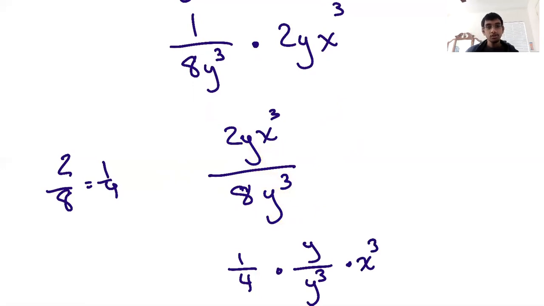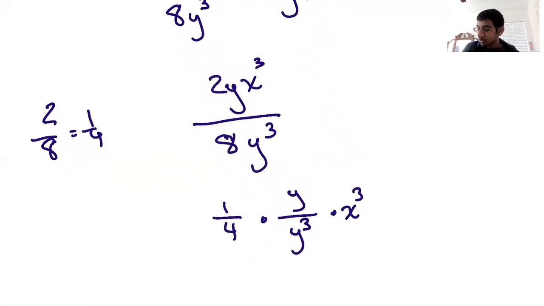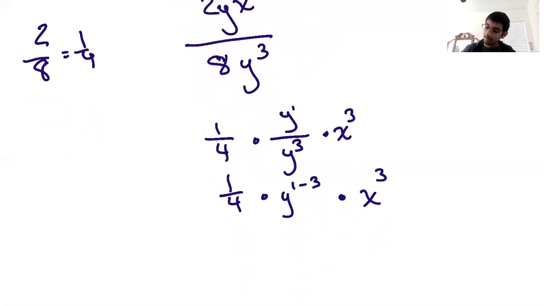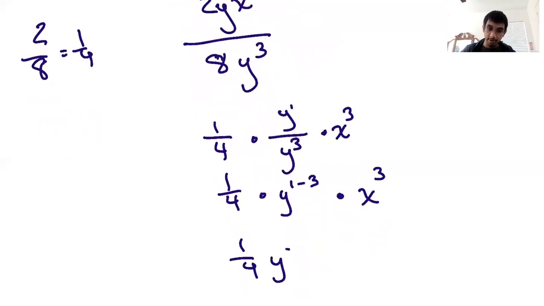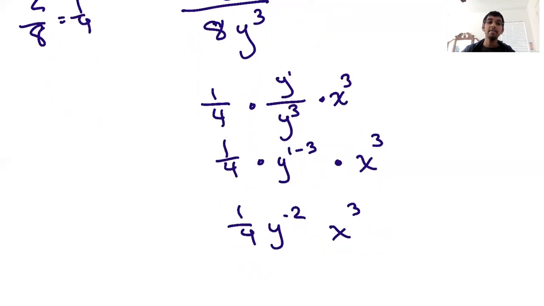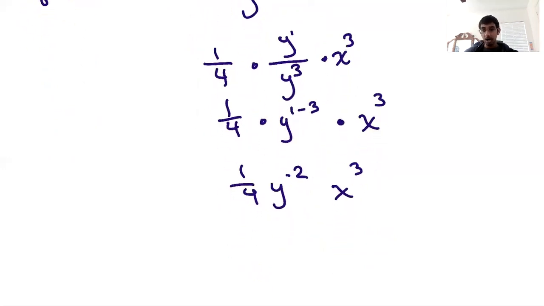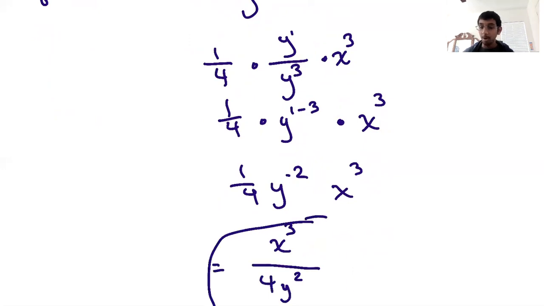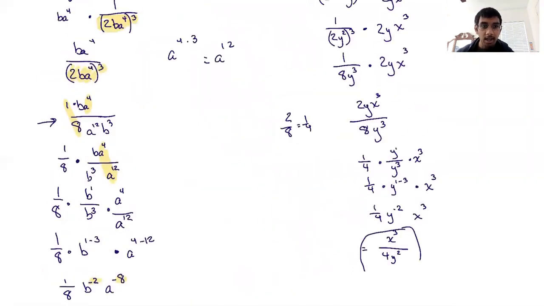Good. So from there, now we're almost done because now we just have to do 1 over 4 times y to the 1 power minus 3, which is y to the negative second power, and then you have x cubed. So that's equal to 1 over 4 y to the negative 2, x cubed, and then from there, we put our negative exponents on the bottom of the fraction, we put our positive exponents on the top of the fraction. So it becomes x cubed, because that is a positive exponent, so it would go on the top of the fraction, over 4y squared.